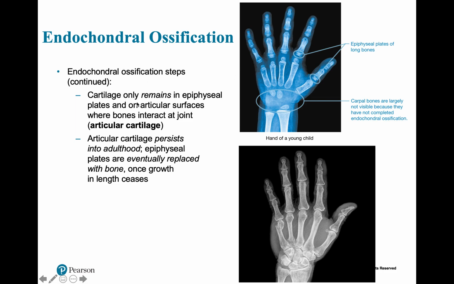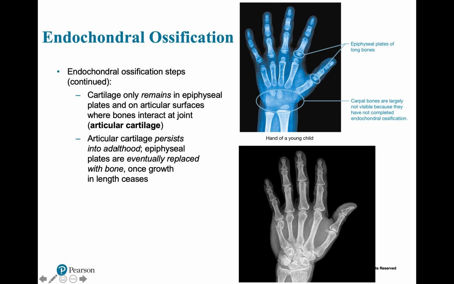So the cartilage only remains in the epiphyseal plates and on the articular surfaces, which we just talked about. Articular cartilage persists into adulthood. The reason why articular cartilage persists, and now it won't be the same exact hyaline cartilage with the same exact chondrocytes that you had during fetal development, the hyaline cartilage will somewhat remodel over time as well. But the articular cartilage will persist, and that's because those long bones will always form joints.